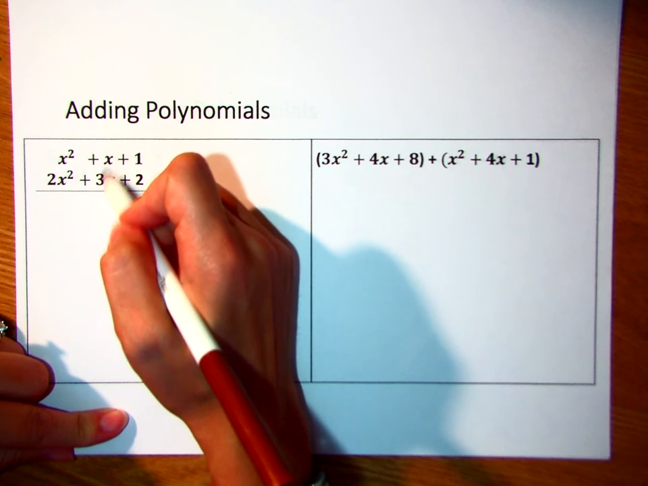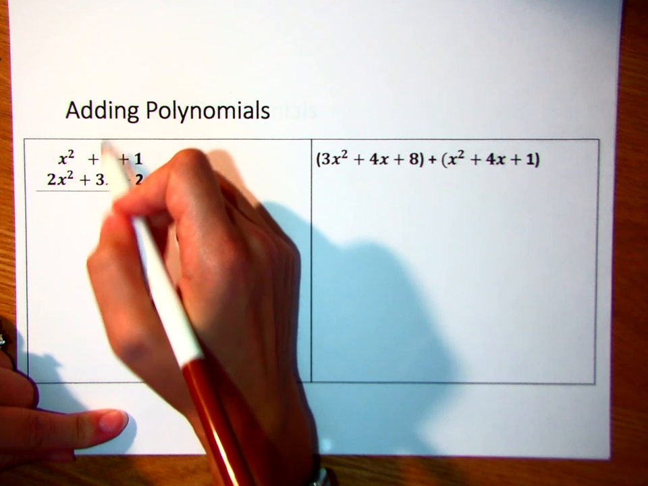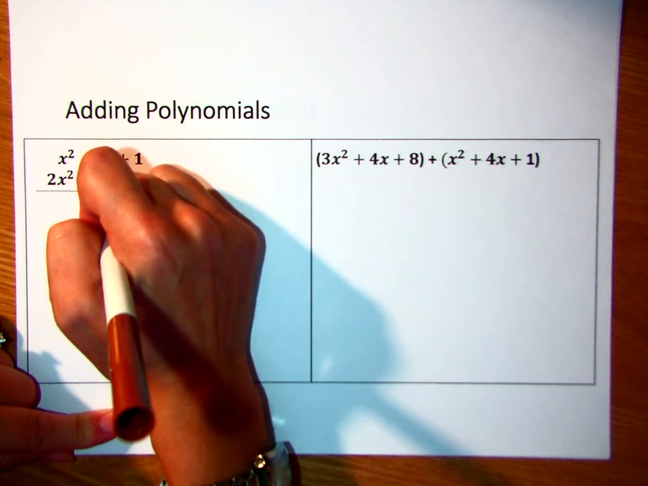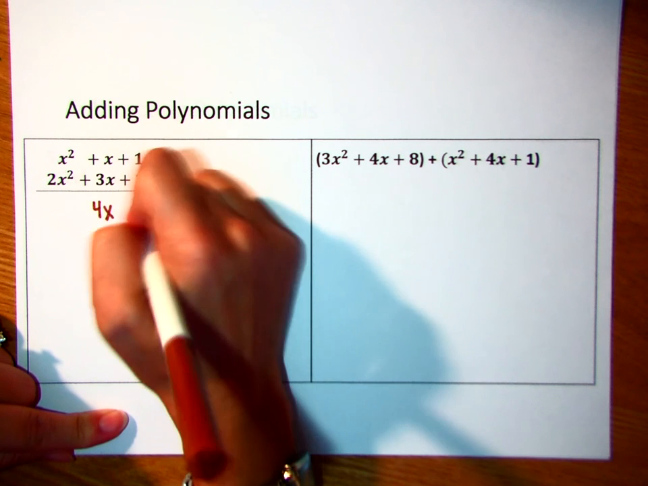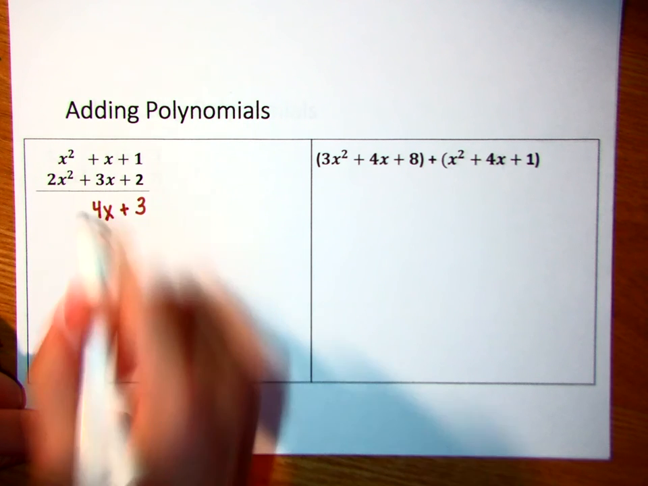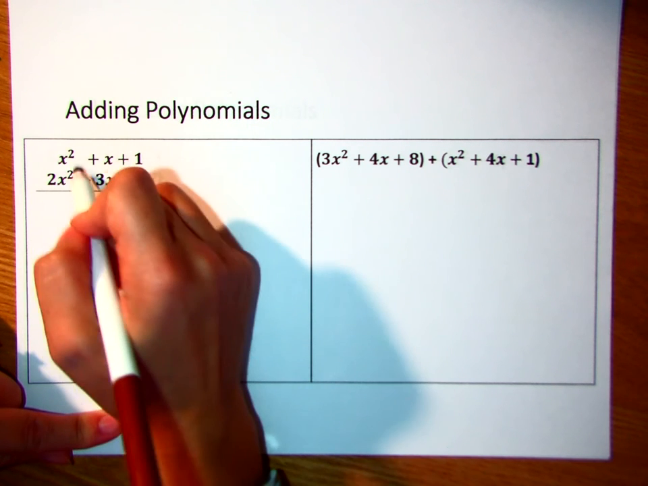Then here, check our x and our x. Those are like terms, so they should be lined up with each other. So x plus 3x would be 4x. Now this was a positive 3, and we need a sign between this. So since 1 plus 2 is positive 3, let's go ahead and put a sign in front of it.